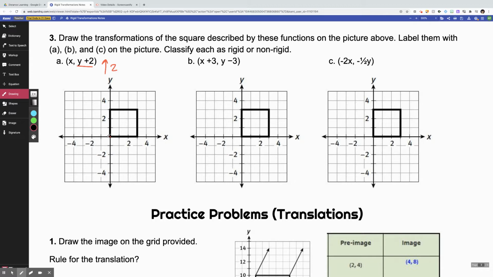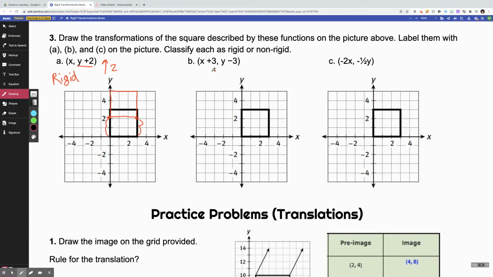So this point moves up 2 units. Here, this point moves up 2 units. Same thing for these points, right? They're all moving up 2 units. Okay, so my new shape, not drawn very well by me, but that's what it would look like. And since my size and my shape did not change at all, this is a rigid motion.